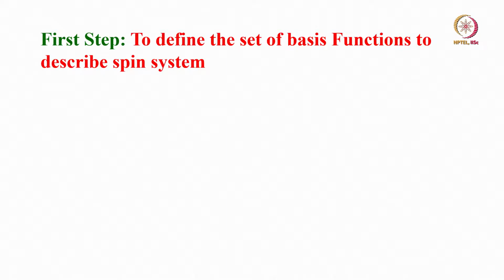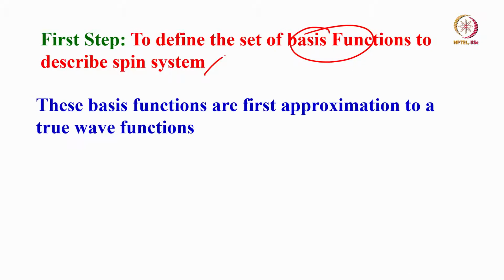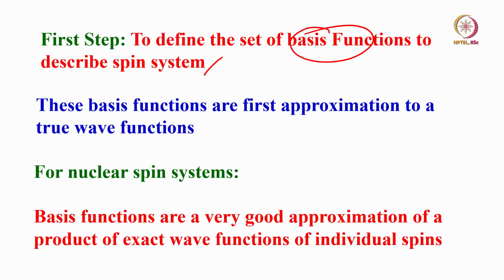I took an example of AX spins which are weakly coupled, and I said first of all, for the quantum mechanical treatment, the first step is to define the set of basis functions to describe the spin system. The basis functions, for the first approximation, are the true wave functions, especially when you are dealing with nuclear spin systems. The product of basis functions gives the exact wave functions of the individual spins. That is what I said.